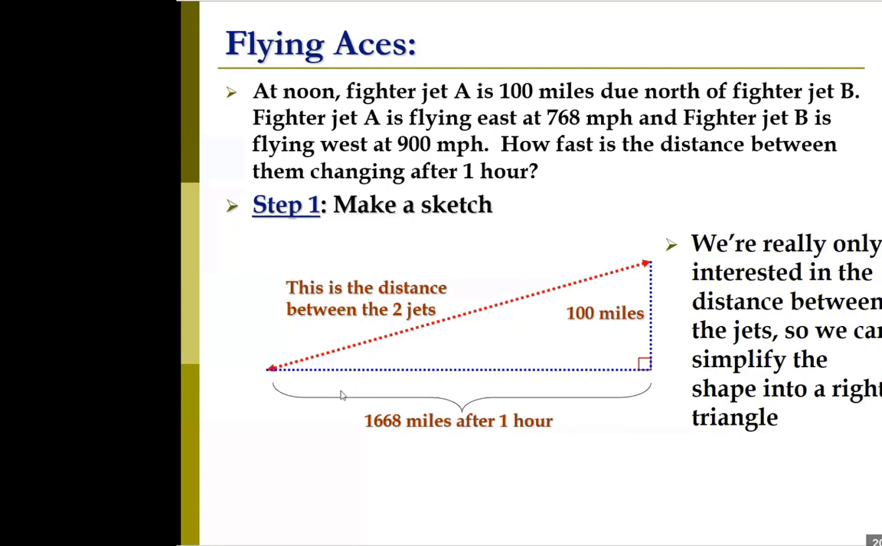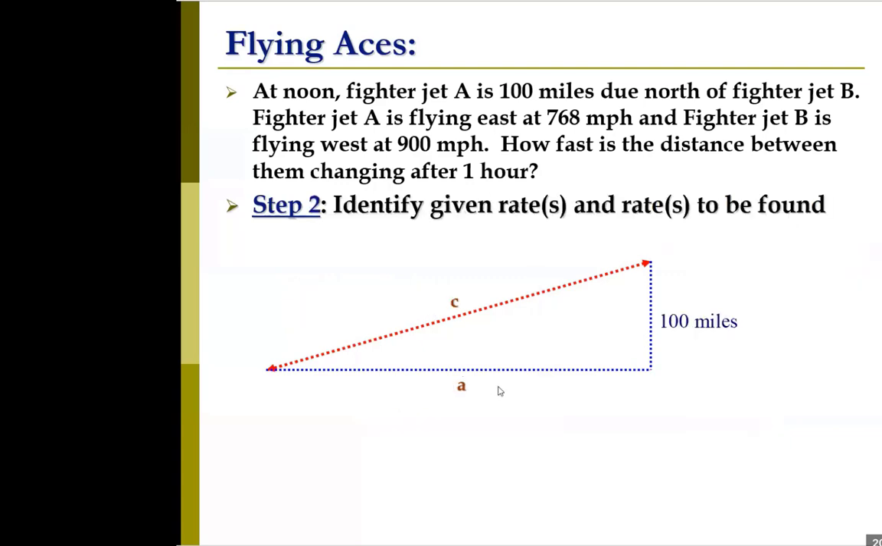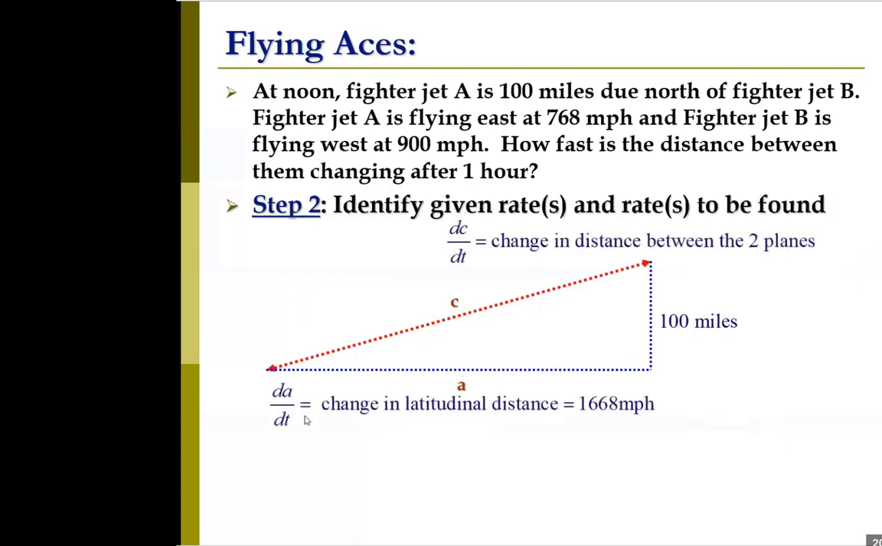You could call it A for A squared plus B squared equals C squared, because if you know you're going to use the Pythagorean theorem, you could say A. You could say X squared plus Y squared equals Z squared. You could call it whatever you want to, but we have this bottom piece, and then we have this diagonal piece. Those are the only two rates that you should be interested in. This diagonal piece is what we want to find, and this bottom piece we already know is 1,668 miles per hour. So for step 2, I would just call it A squared plus B squared equals C squared.